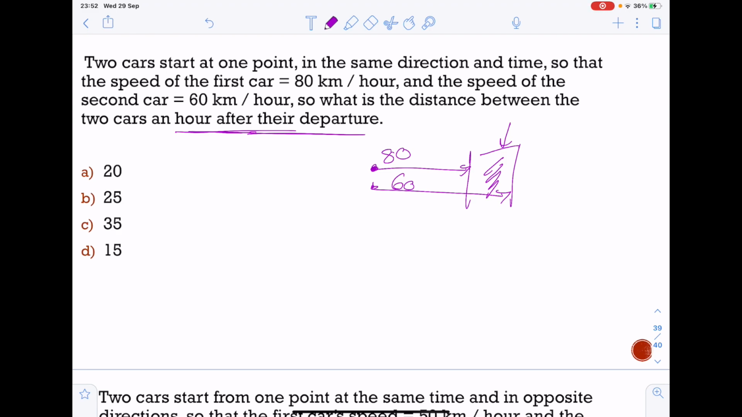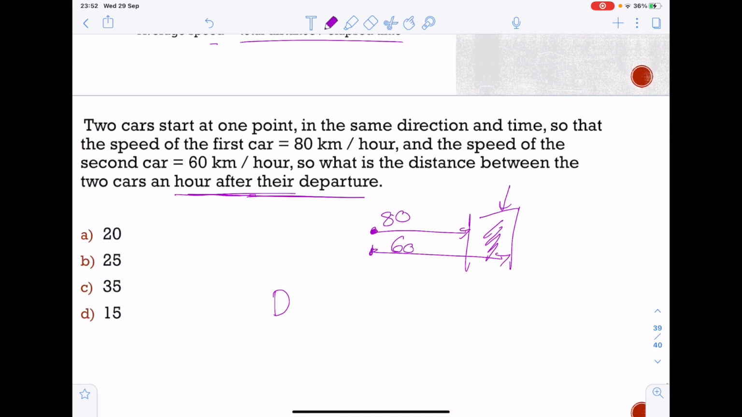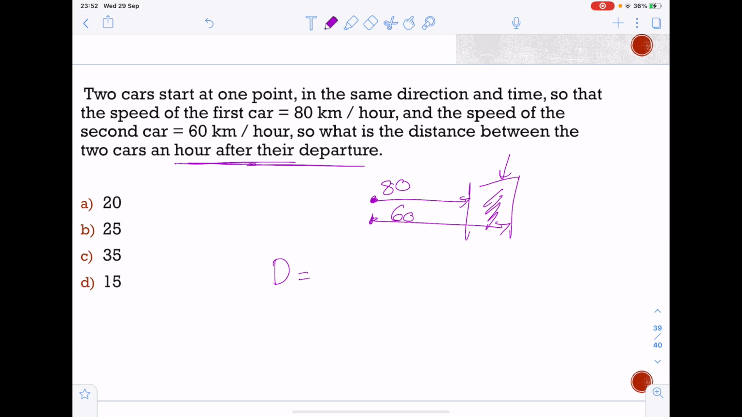To find the distance, since they have the same direction, we subtract the speeds and then multiply by the time. So 80 minus 60, times 1 hour. Make sure the hour unit matches the speed unit. Times 1 equals 20. So the answer is 20. They will be 20 kilometers away from each other after 1 hour.